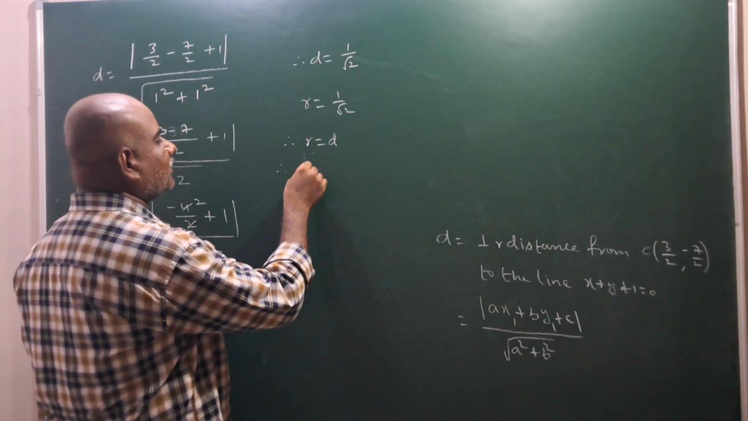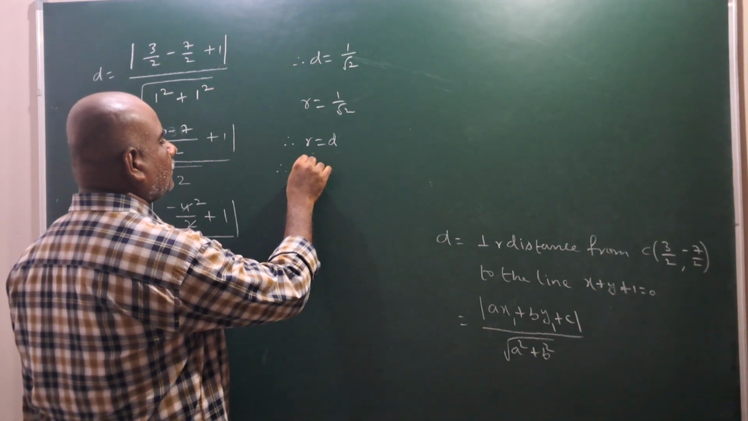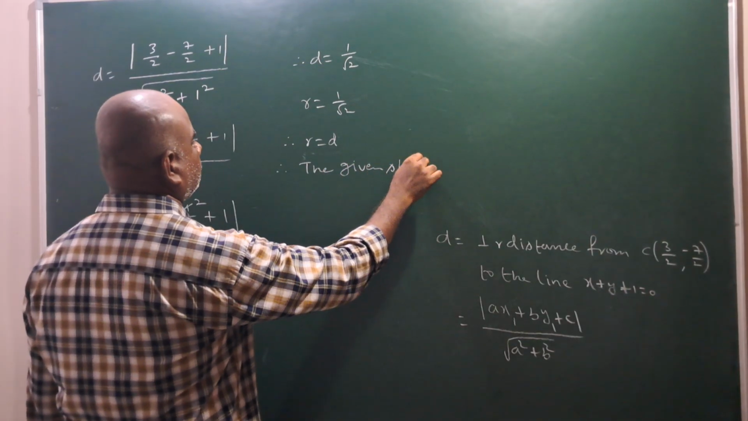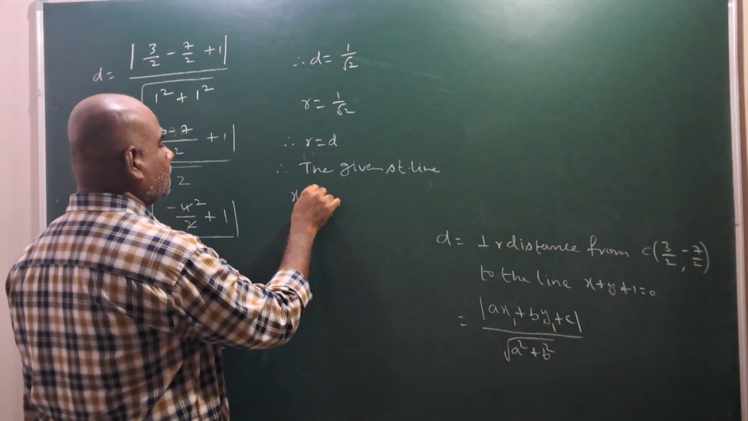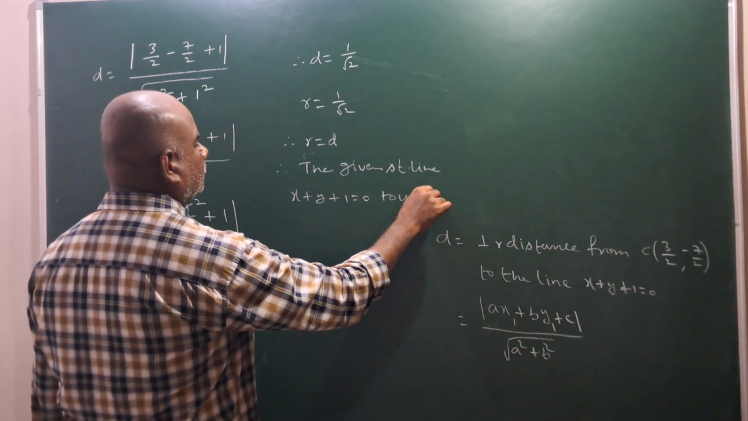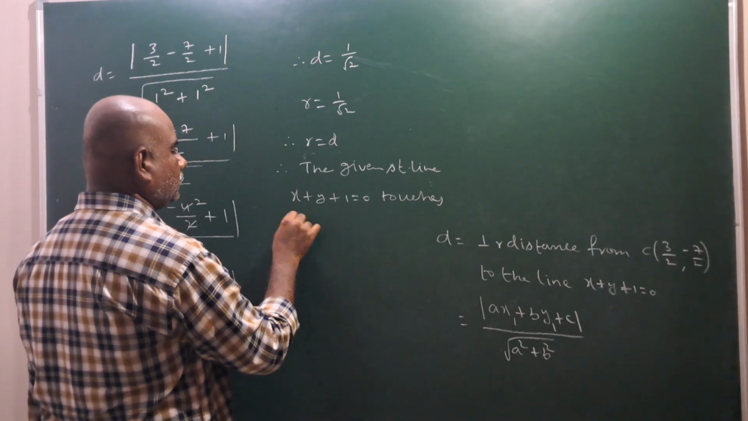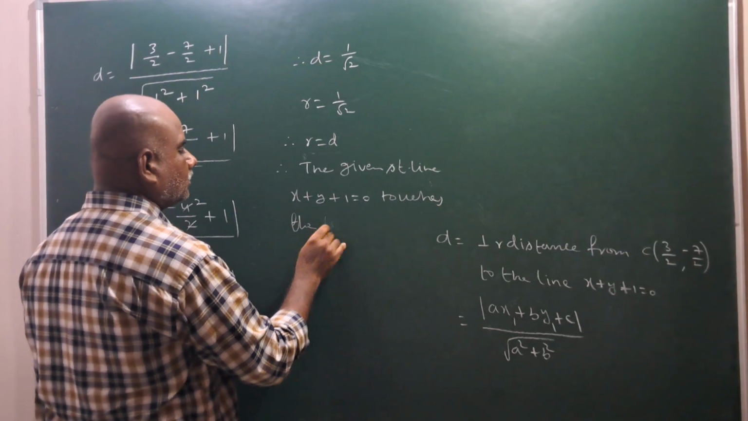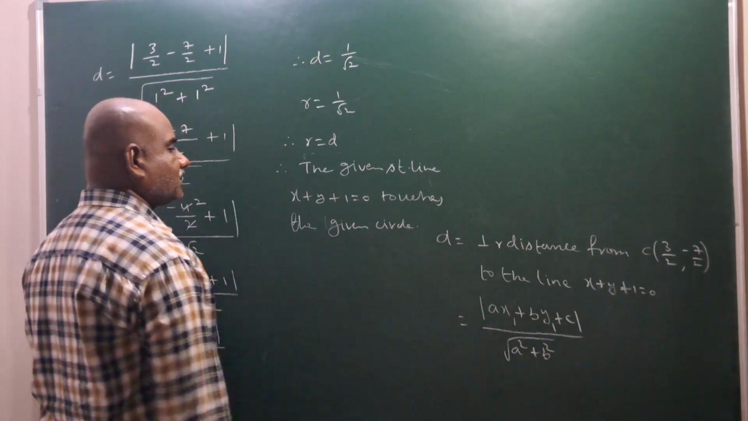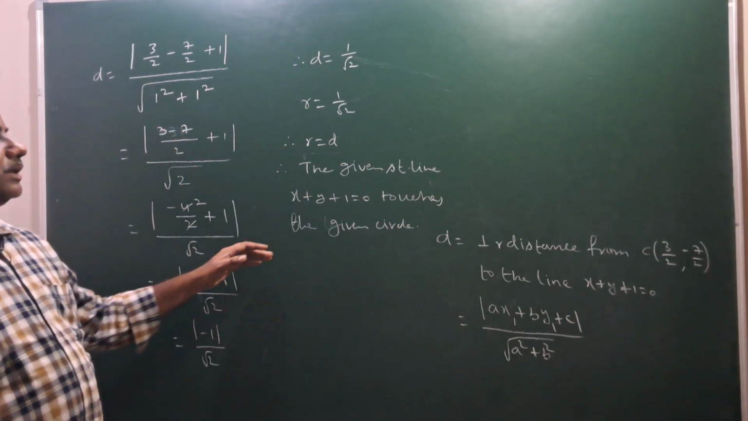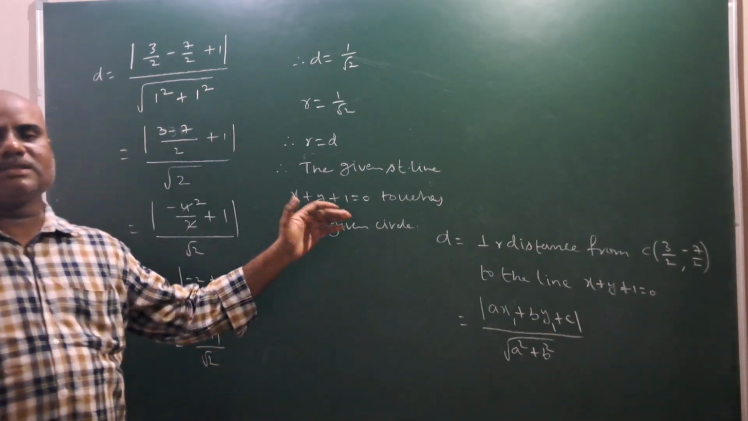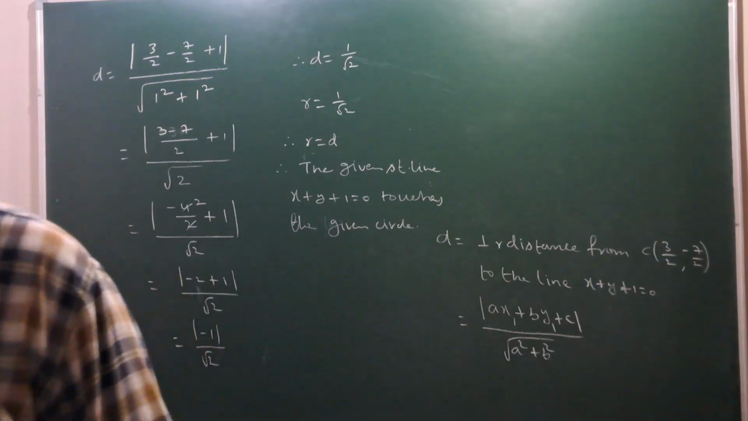If this condition is satisfied, then the given straight line x plus y plus 1 is equal to 0 touches the given circle. So that is the concept. Next, we have to find the point of contact where the tangent touches the circle. That point is said to be the point of contact. So let us see how to find it.